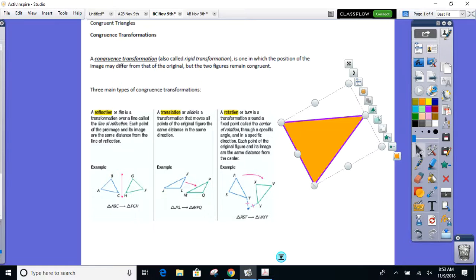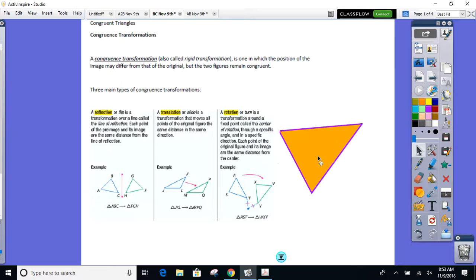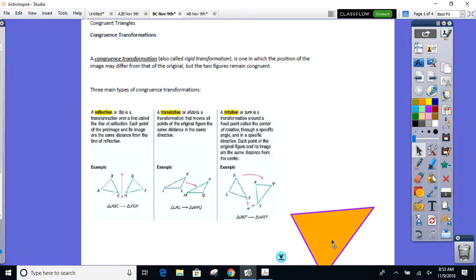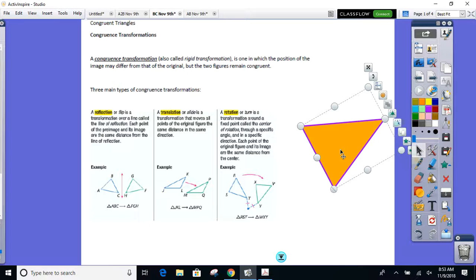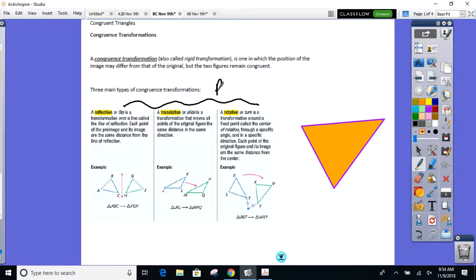And the third thing I could do to this triangle on a graph that wouldn't change its size or shape is slide it up, down, left, or right. Slide, another name for translation. So these three, reflection, translation, and rotation, we group together and call them what's up top of the page, which should be rigid motions. A rigid motion is some type of transformation that does not change the size or the shape of the figure.